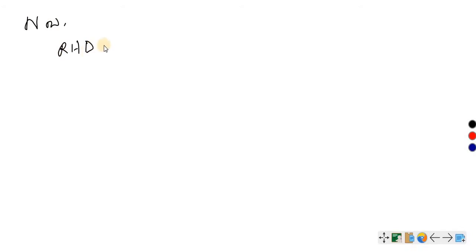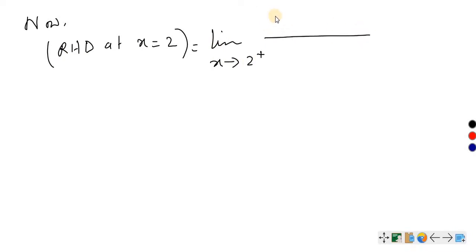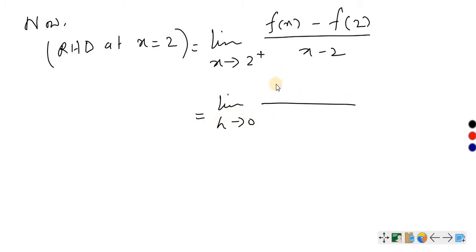Right hand derivative at x is equal to 2 is equal to limit x approaching to plus 2, and here we will be writing f of x minus f of c, that is here 2, and x minus 2. So this will be equal to limit h approaching to 0, and here it will become f of c, that is 2 plus h minus f of 2. So what is the function for f of 2? Again it will be the same only, that is I'll be writing here, it is 2 plus h minus 2.